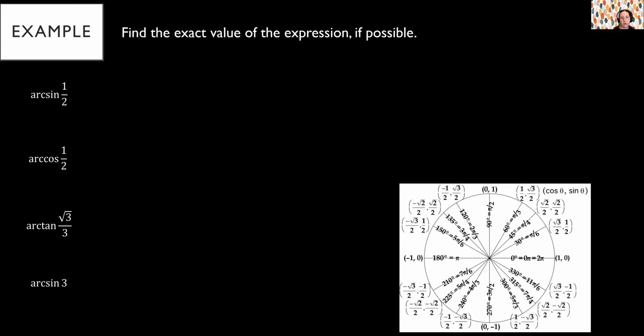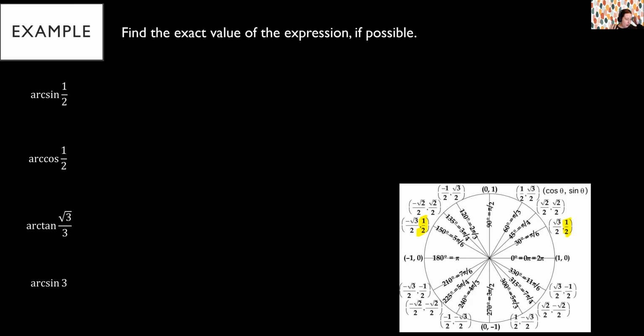So examples. We want to find the exact value of the expression if possible. I've got the unit circle here, but we also need to take into account our range, what our possible outputs are. So we'll start with arc sine of 1/2. When you're on the unit circle, sine is like the y values. So we're looking for where the y values are 1/2. Right there, that's a negative 1/2. So we've got two possibilities, pi over 6 or 5 pi over 6.